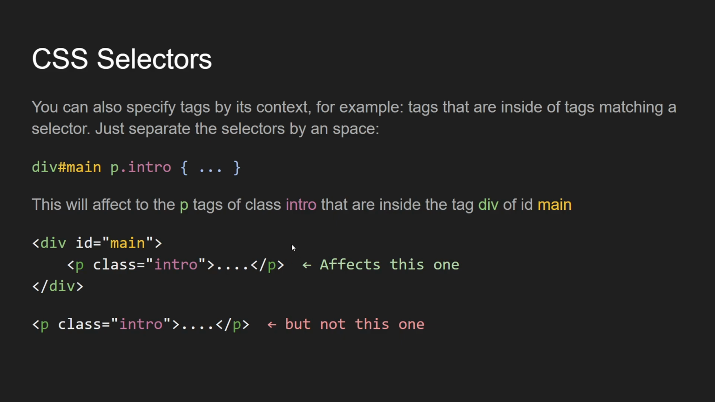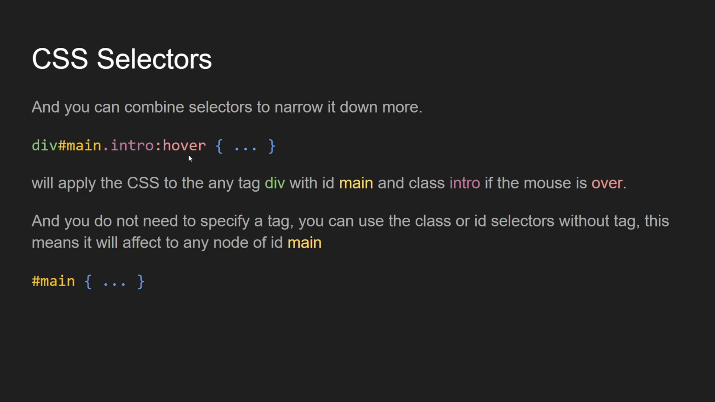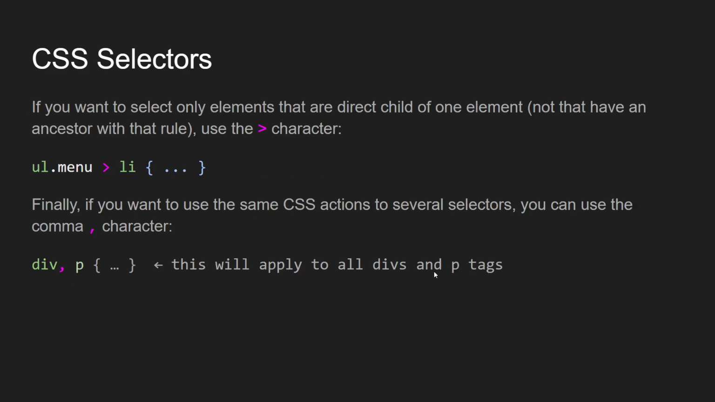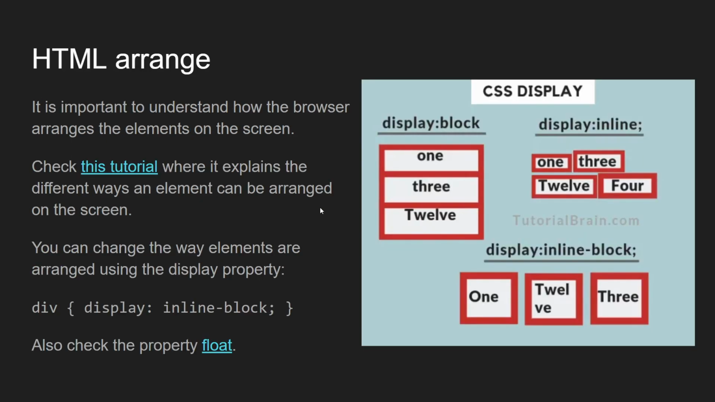You can also specify tags by its context. For example, tags that are inside of tags matching a selector. Just separate the selectors by a space. This will affect the p tags of class intro that are inside the tag div of ID main. And the selectors will apply to the CSS by any tag with div, with ID main, and class intro if the mouse is over. And if you want to select only elements that are a direct child of one element, use the greater than symbol character. So ul.menu greater than li.